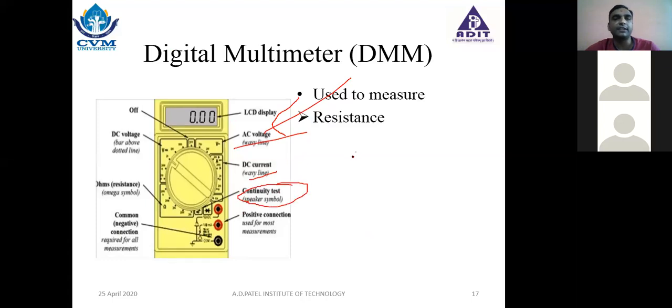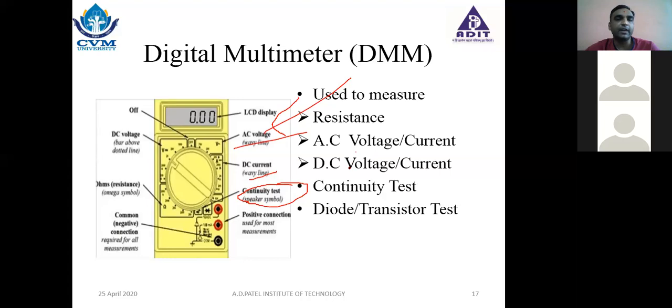Now what is this continuity? Whenever you want to test whether the 2 points are connected or not exactly. Let's say I have connected something in my circuit and I want to know whether those 2 points are connected or not, I can test it with the continuity tester. It blows a buzzer whenever the 2 points are connected. If they are not connected, the buzzer will not be there. So continuity test is very important whenever you are troubleshooting your circuit. What is troubleshooting? You are finding the fault in your circuit.